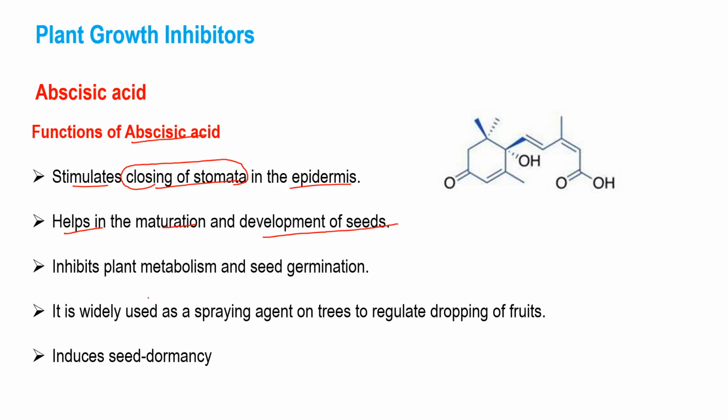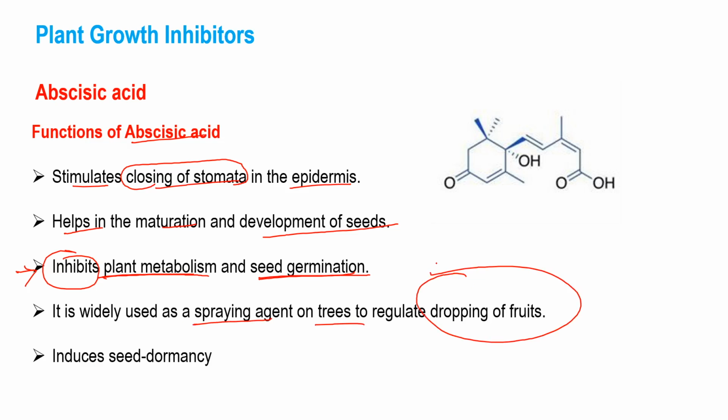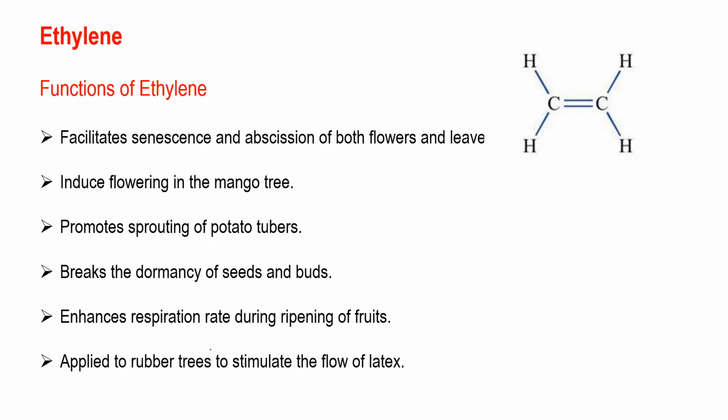It inhibits plant metabolism and seed germination. Important point. It inhibits plant metabolism as well as seed germination. Abscisic acid is widely used as a spraying agent on trees to regulate dropping of fruits. Okay, so basically it is used as a spraying agent to regulate dropping of fruit, and it also induces seed dormancy. Clear?